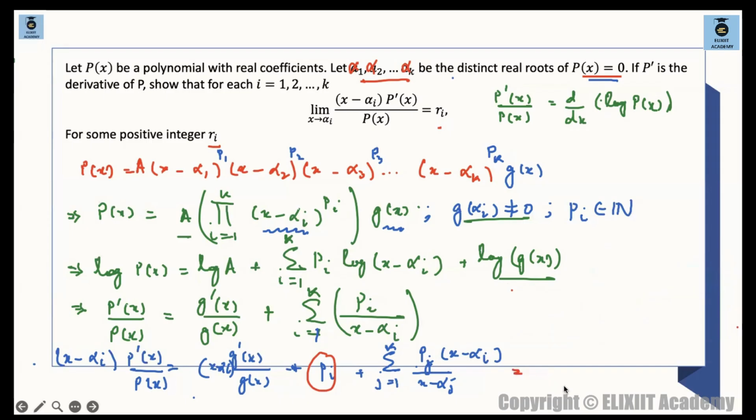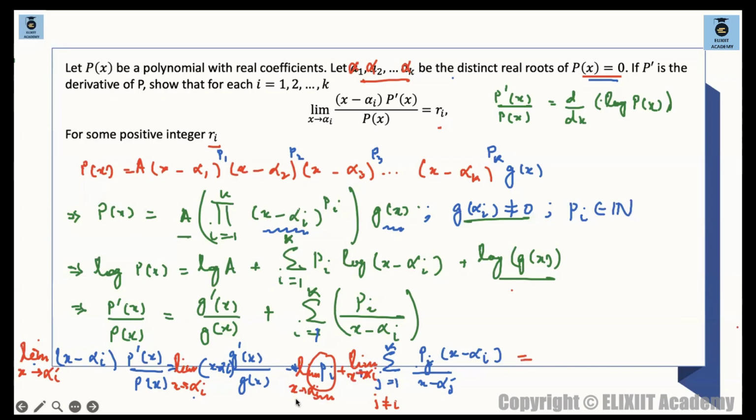Look, so now next you can take the limits over here. So what is remaining? Pi will be remaining, and then the remaining terms, summation j is equal to 1 to k, but here j won't be i because i has been taken. One of the values is gone, so j is not equal to i. So next you can just directly plug in the limits. Limit x tending to alpha i, taking limits on both the sides. Similarly here also, limit x tending to alpha i. What is the difference over here?